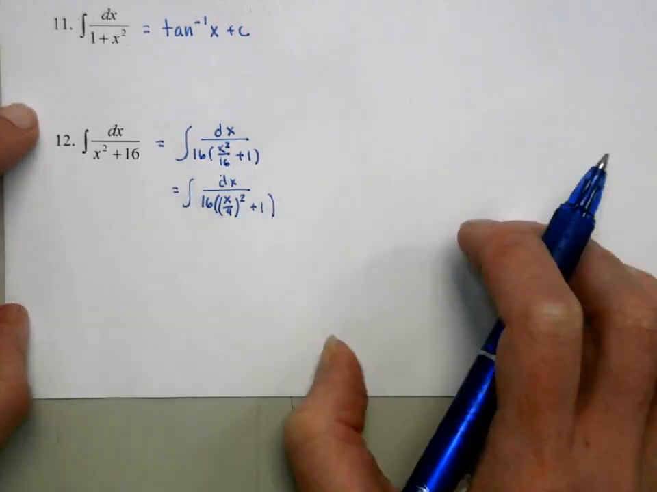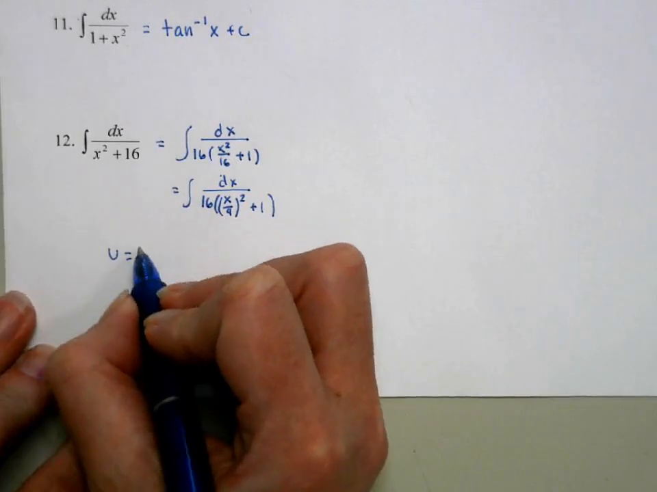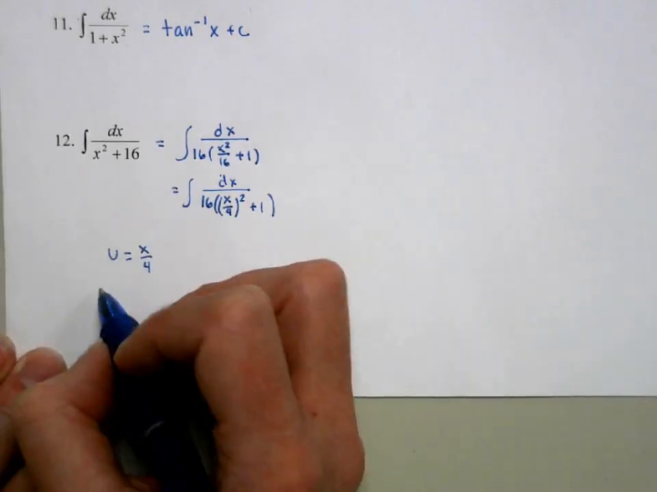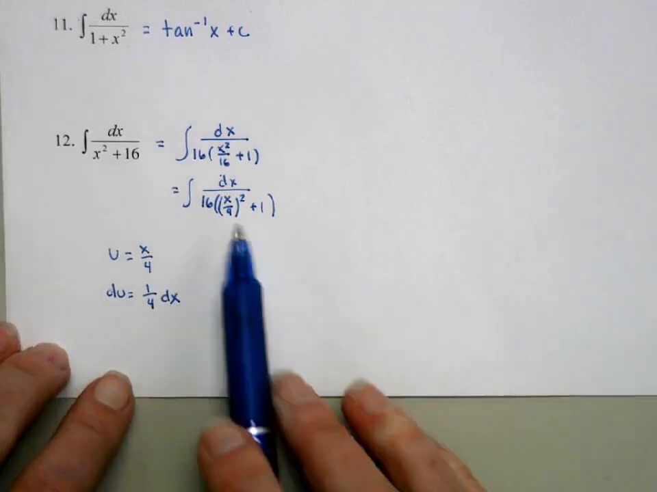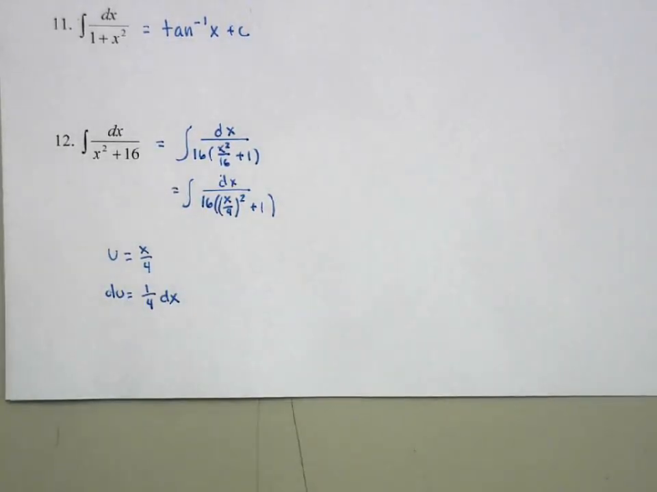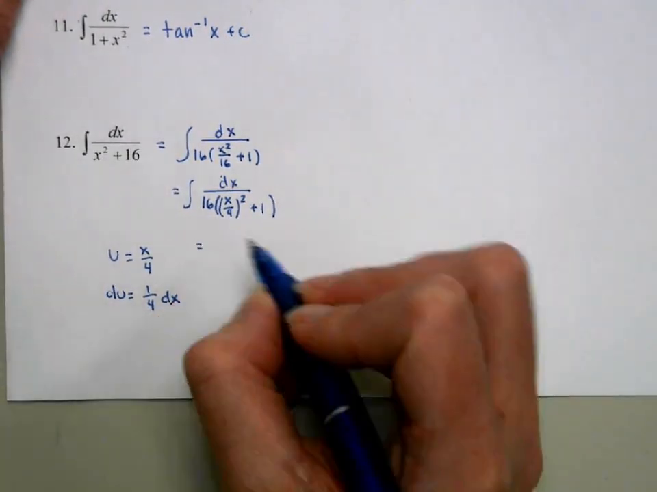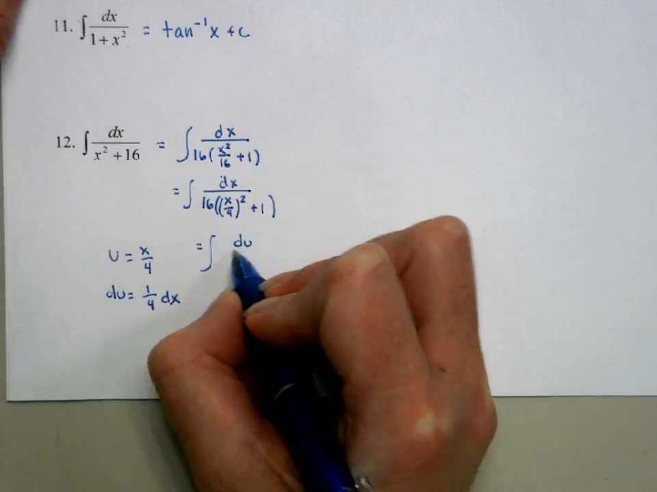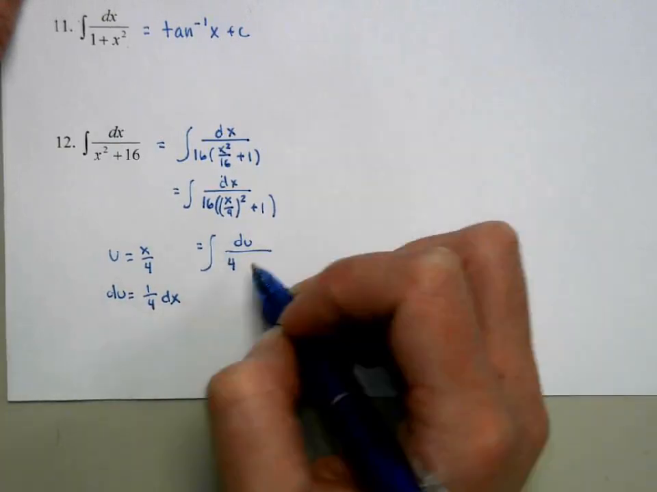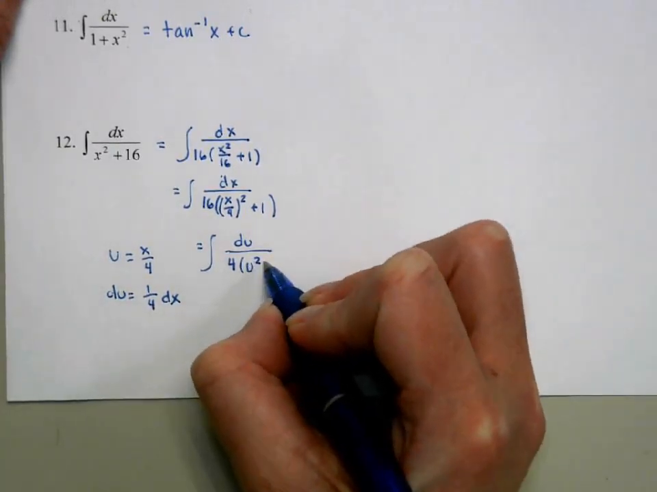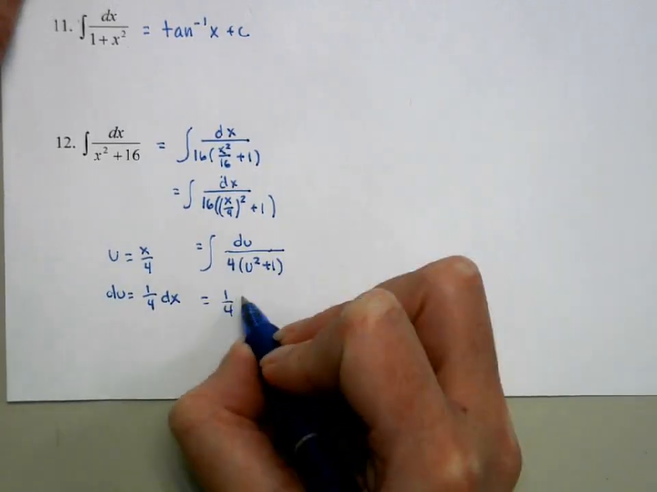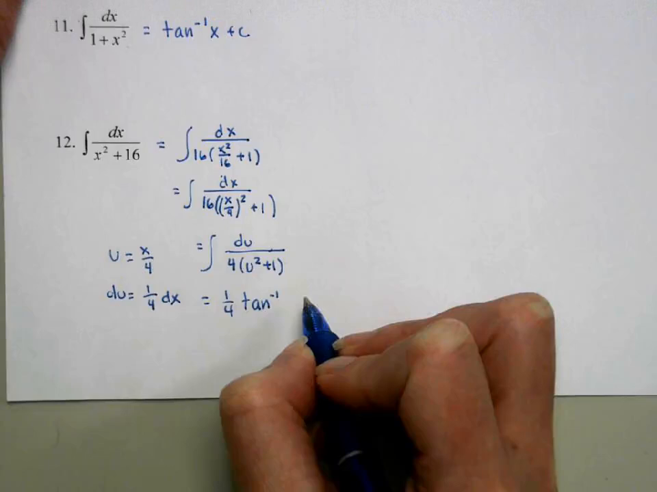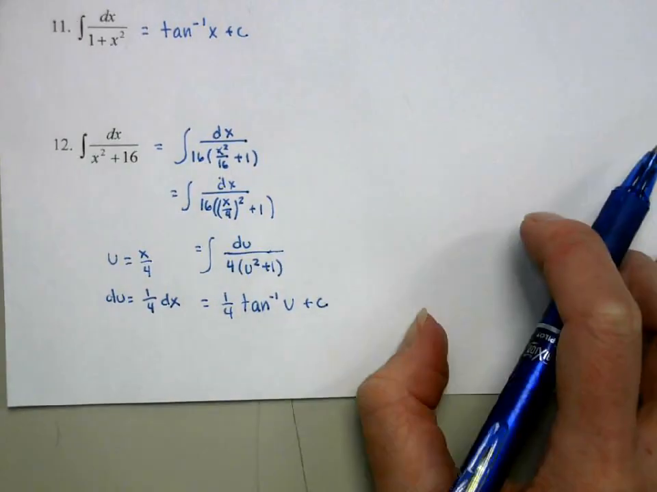Okay, so I'm going to let u equal x over 4, which means du is 1/4 dx, which I kind of have that. I have a 1/16, so I can split that up into a 1/4 times a 1/4. So if I do that, I'm going to be left with a du, there'll be a 4th left there, and then u squared plus 1. So this will be 1/4 tangent inverse of u, and then I can substitute back in.